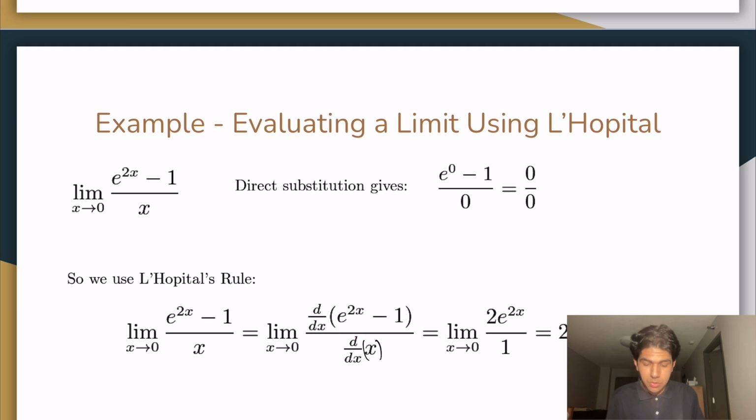So the derivative of the numerator is, well, the derivative of e to the 2x by chain rule is 2e to the 2x. The derivative of negative 1 is 0.